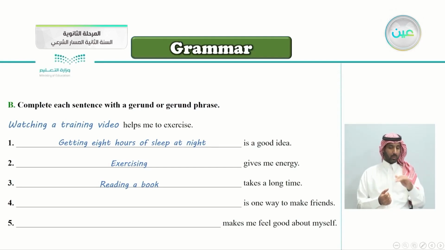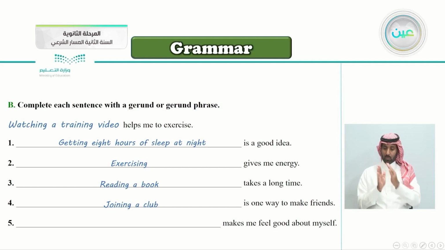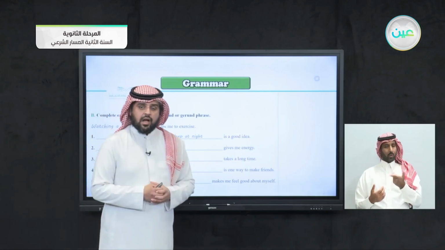So one way to make friends is joining a club. For example, joining a club, maybe a book club or anything here. Joining a club is one way to make friends. Number 5, makes me feel good about myself. So what makes you good about yourself?